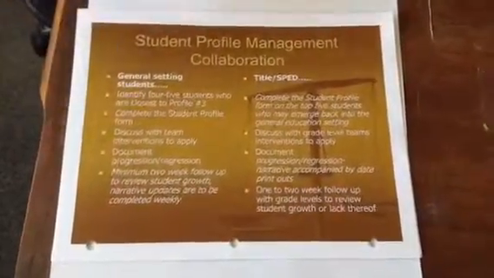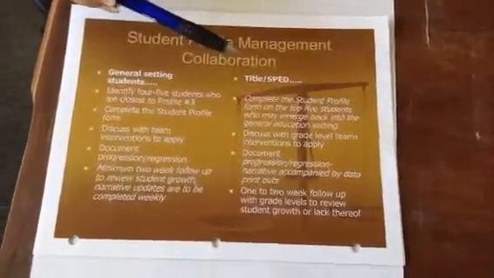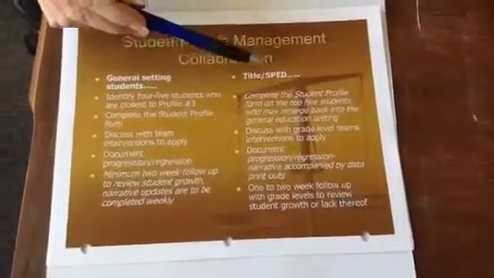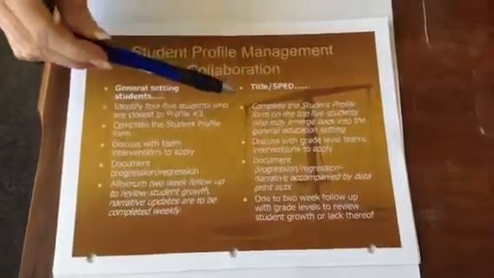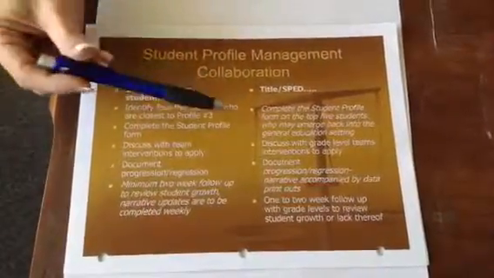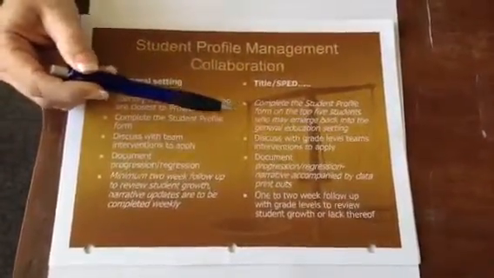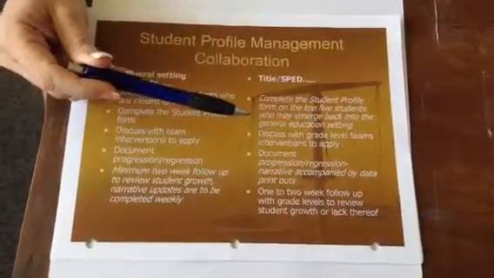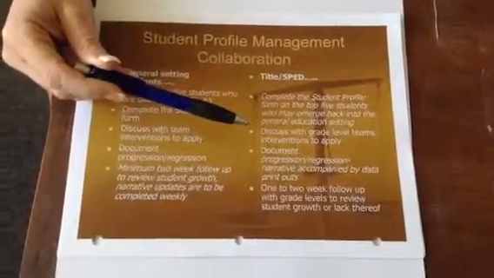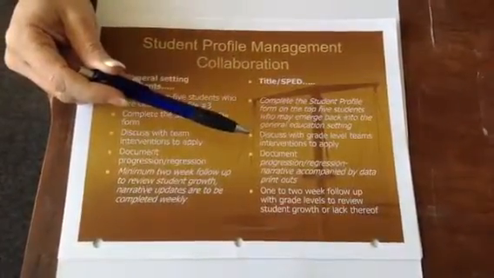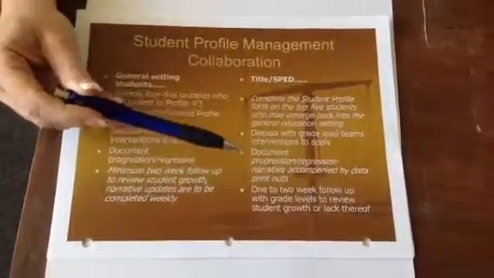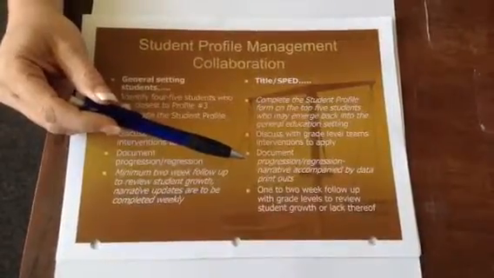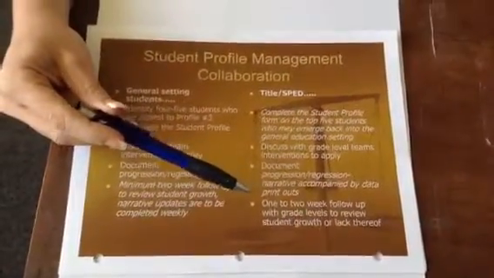When looking at our students who are in the ranges of the profile 3 student or profile 4 student, we would look at Title and special education services. And to get into that process, the teachers would complete the student profile of the 4 to 5 students which they'd already selected, and that would be possibly eligible. And then we would look at discussing with the grade level teams the interventions that applied where they saw success. Also the documentation, again, the progression or regression, narrative accompanied by data printouts.